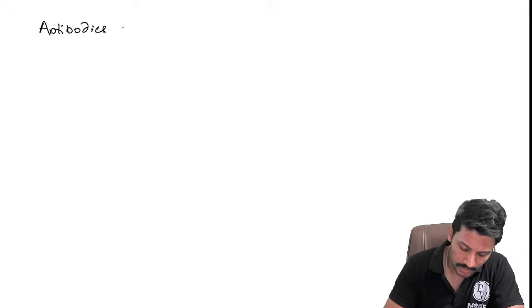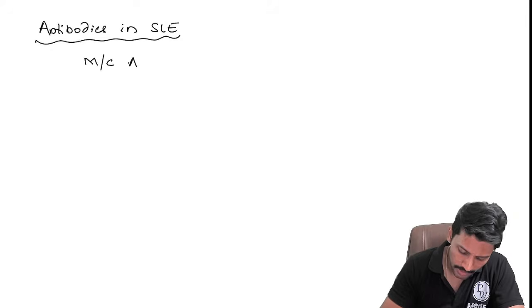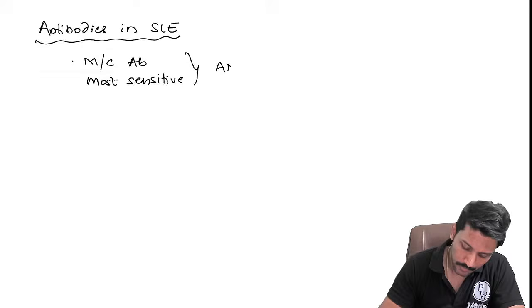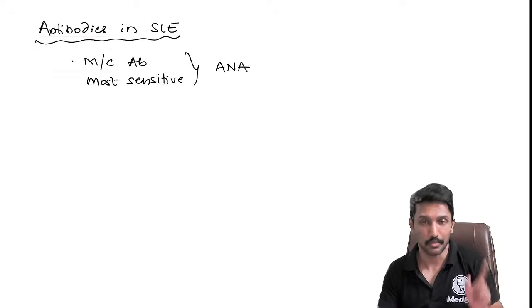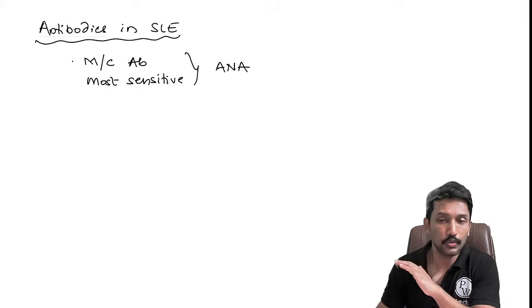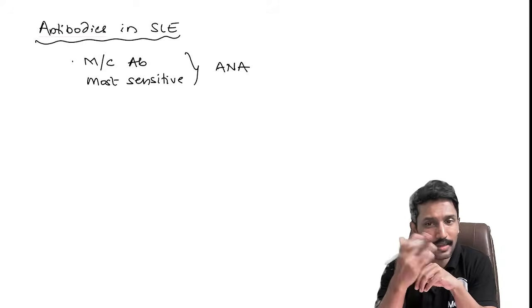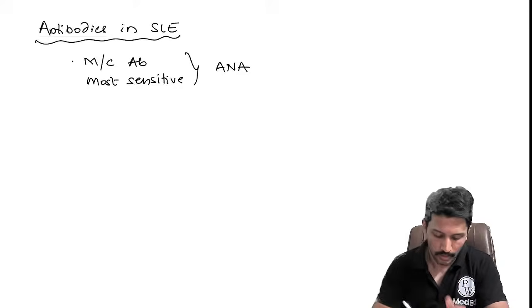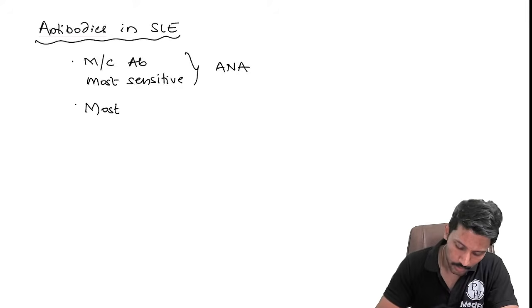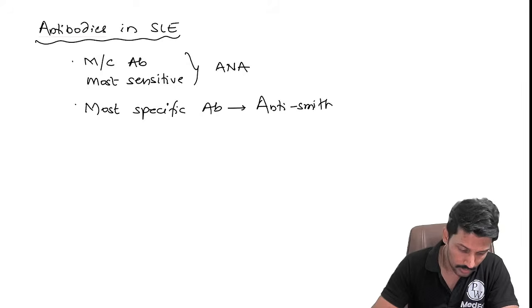So when we talk about antibodies in SLE, remember the most common antibody, and thus also the most sensitive antibody, is going to be ANA. ANA is the most common and most sensitive, but not specific. Even normal individuals who do not have any autoimmune disorder can also be ANA positive. At low titers, they can have ANA. So it is not specific. If they're asking you what is the most specific antibody, the most specific antibody is going to be anti-Smith antibody.